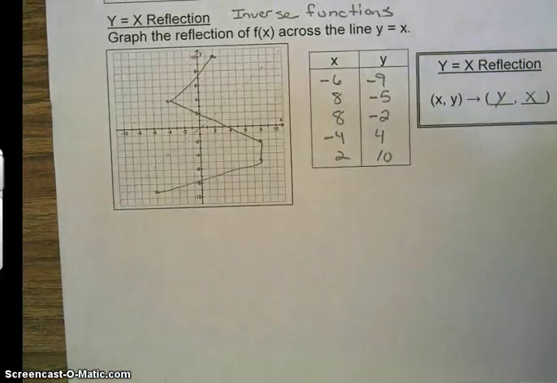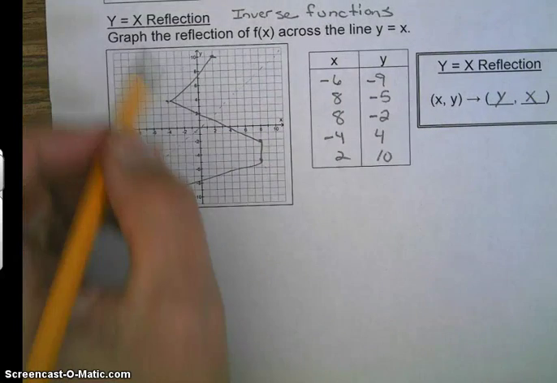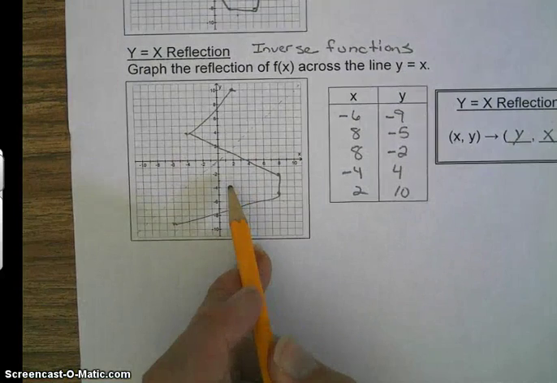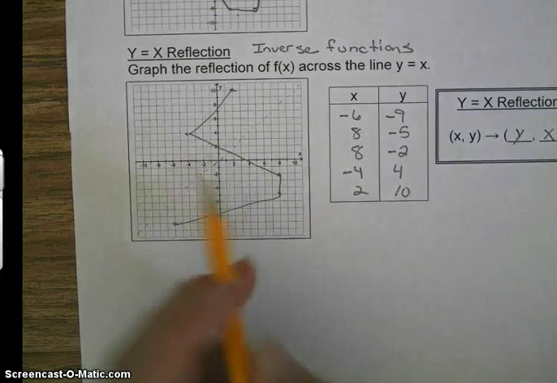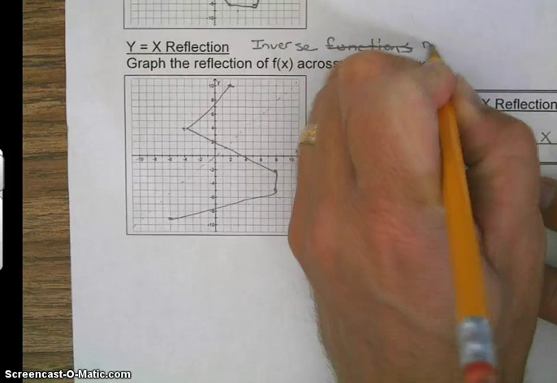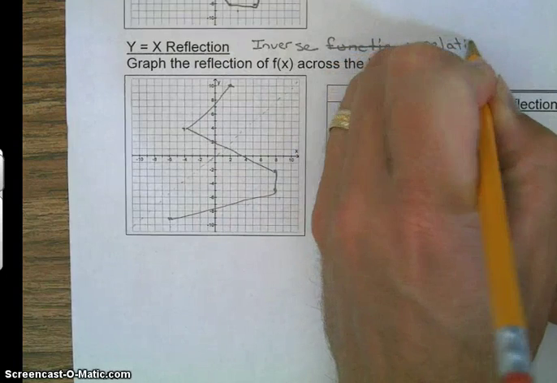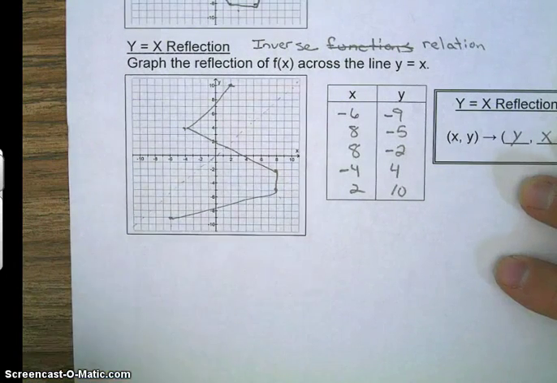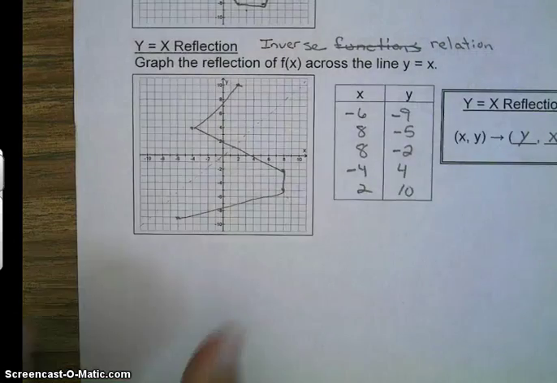Okay, so that is our reflection over the line y equals x. And this would be the inverse. And it's actually not a function. It's actually an inverse, in this case, relation, because it doesn't pass the vertical line test, so it is not a function.